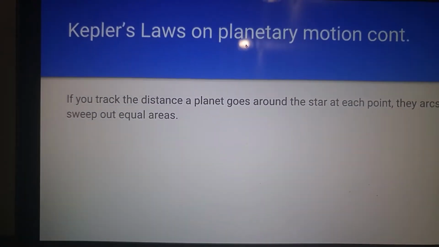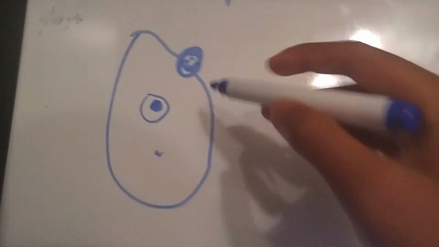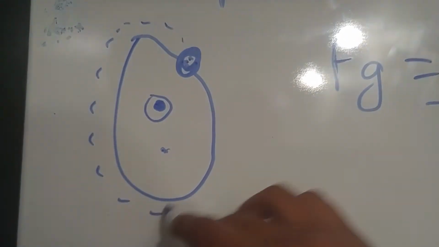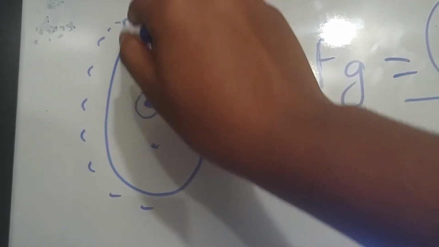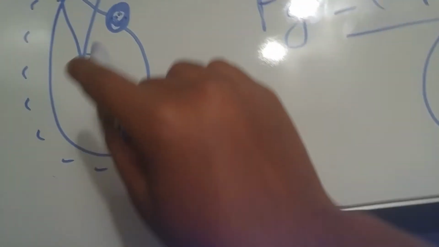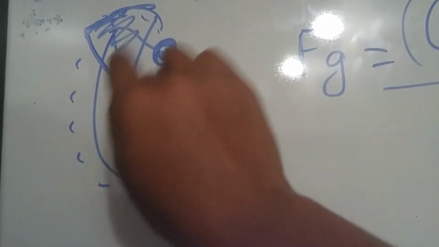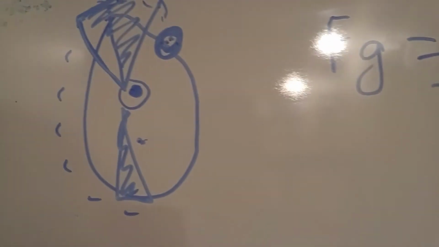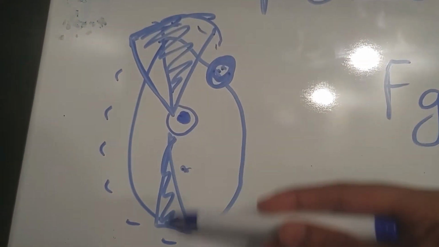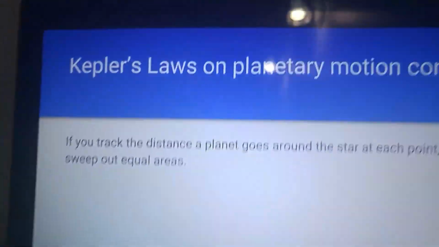Okay, the next thing Kepler says is that if you track the path the planet takes and time it, it would take the same amount of time to sweep out the same area. So it goes around quicker closer to the star, and goes slower further away. So the areas are always the same. This is not drawn to scale, obviously, but this would be really long and this would be really short but wider. The area is always the same.